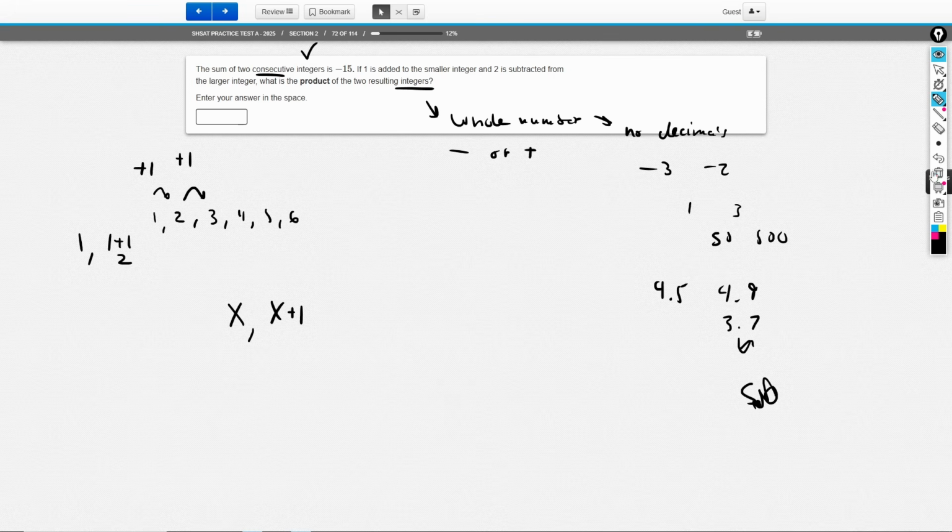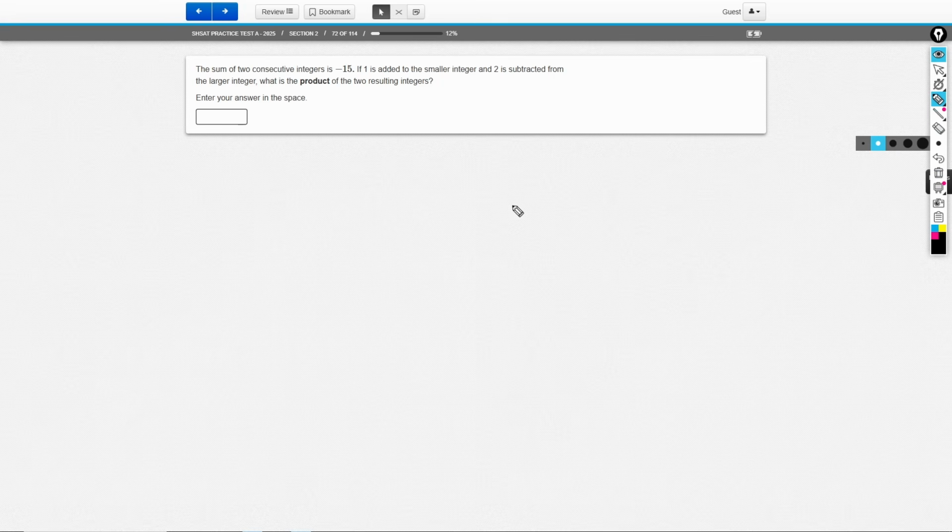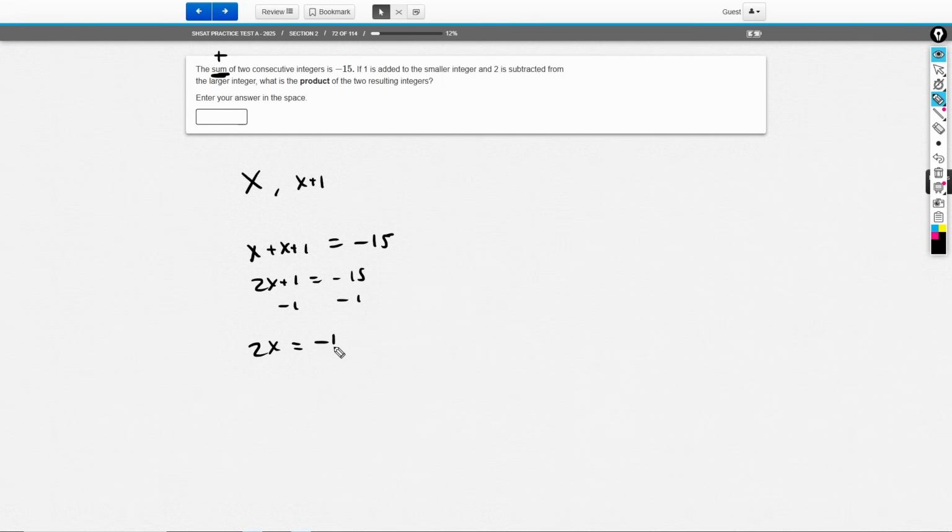Now, remember, we're looking at the sum of these consecutive integers. So x and x plus 1 are consecutive integers, and now we're looking at the sum. The sum means the total, so now we have to add them. We add x and x plus 1, and we get negative 15. So now we know that 2x plus 1 is equal to negative 15. If I subtract 1 on both sides, I get that 2x is equal to negative 16.